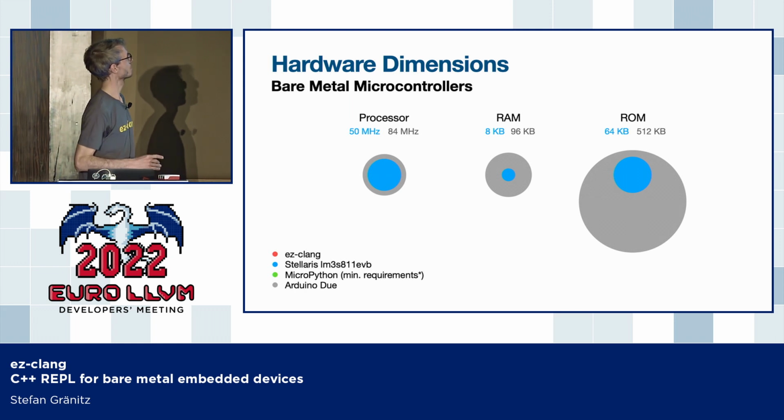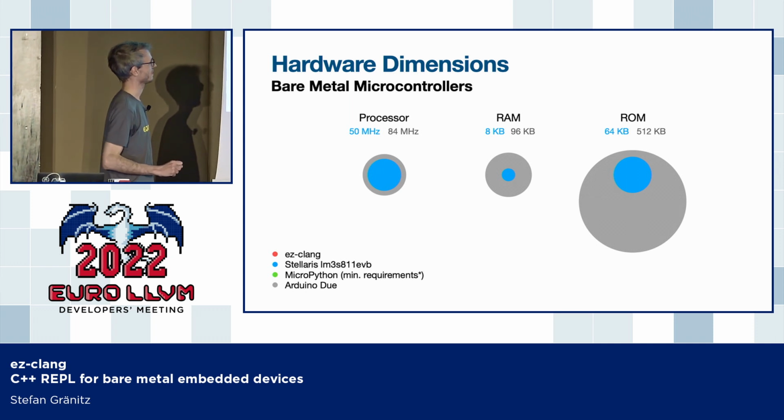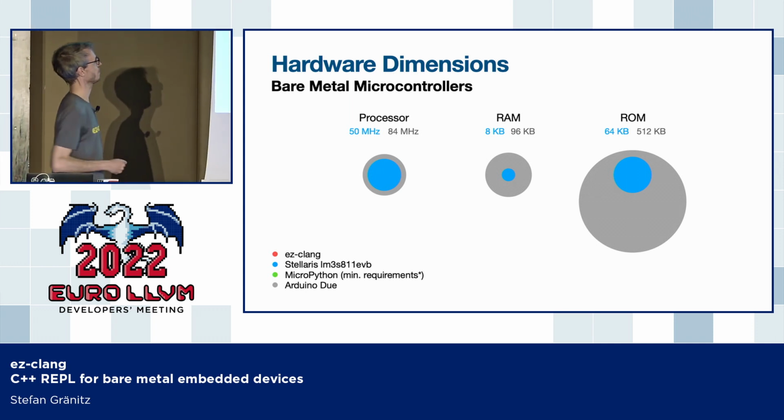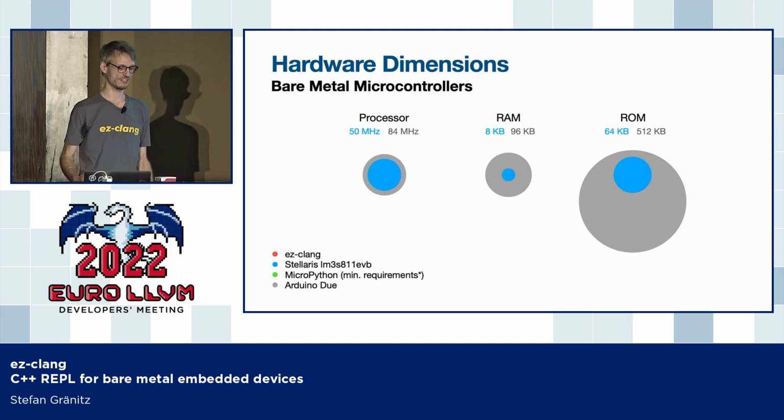Comparing different microcontrollers to each other, we see the Stellaris LM3S811 in blue, which is even smaller than the Raspberry Pi, even smaller than the Arduino Due, and the Due in gray. I'm using the Stellaris board in QEMU for testing, because then I don't need a physical device. And the Due is just a good development board that I got used to, so I guess it's possible to use any other development board with a matching processor and instruction set.